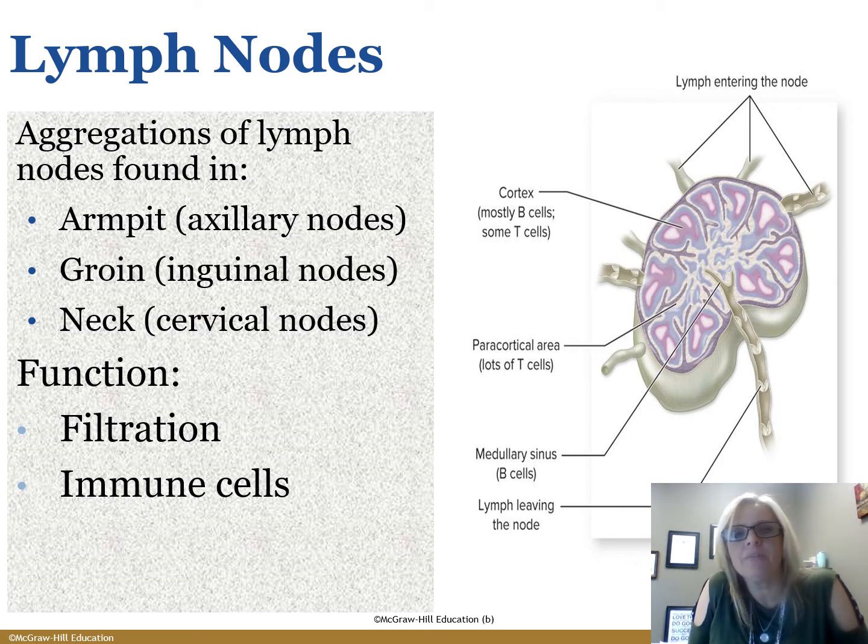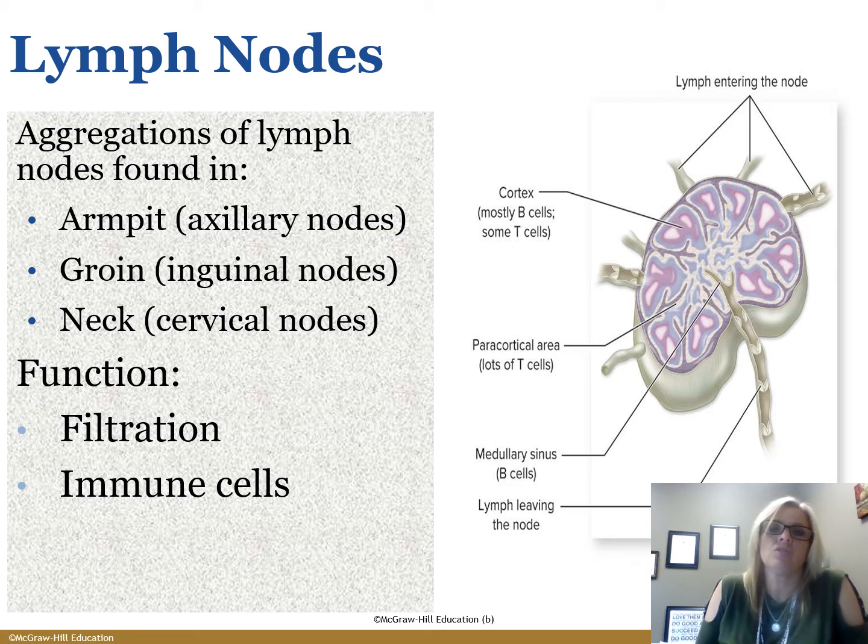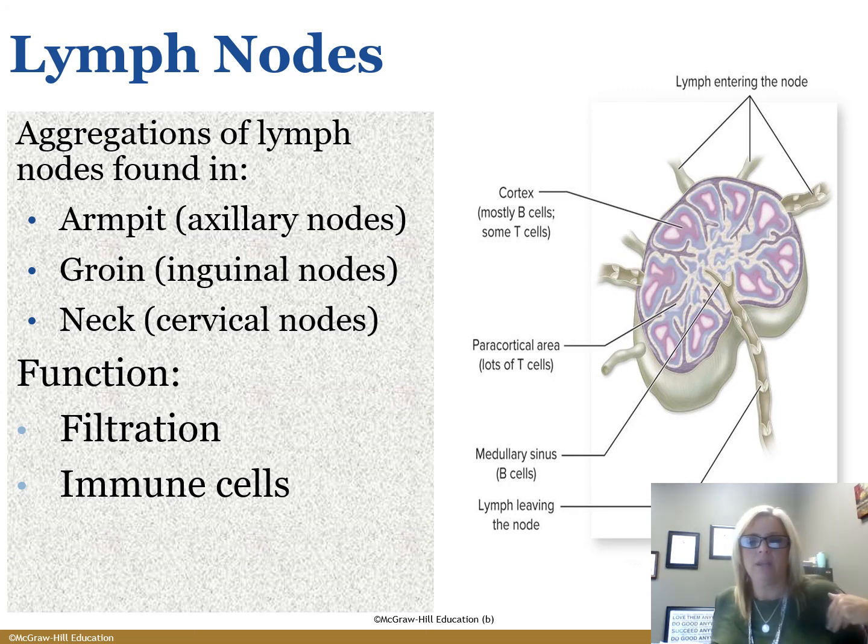They have a capsule around them. They are stationed in clusters along lymphatic channels and large blood vessels of the thoracic and abdominal cavities. You'll find major clusters or aggregations of nodes in loose connective tissue of these particular areas that you're probably familiar with. The axillary nodes, axilla or armpit, the groin in the inguinal area, so those are the inguinal nodes, and then the neck and cervical nodes here.